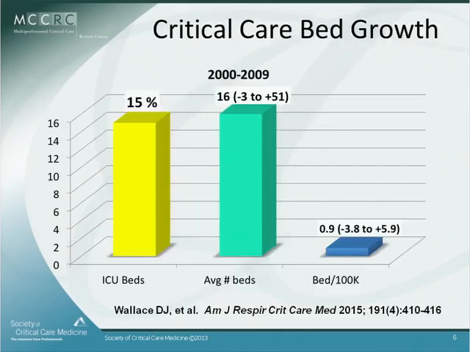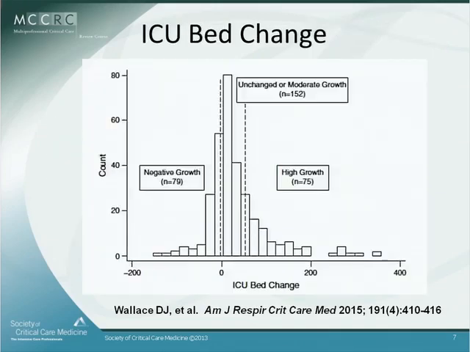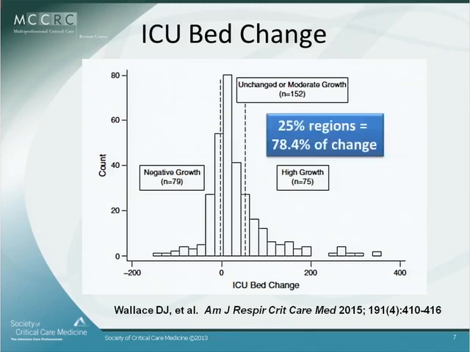One of the things you need to think about from an administrative standpoint is, do you have enough beds? And this is looking at critical care bed growth, ICU bed growth, 15%, average number of beds, some places contracted by 3, some added 51, but an average of 16% increase in beds per 100,000 patient population went up by about 0.9. Now, when you look at the bed change, there are some that had negative growth, some that had unchanged or moderate, and some that had high growth, but these were not symmetric. Only a quarter of the regions had more than 3/4 of all of the changes in beds.